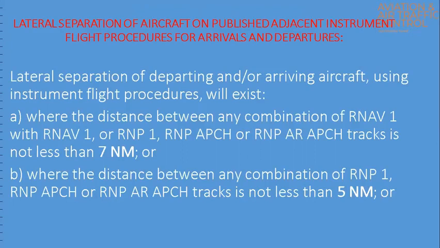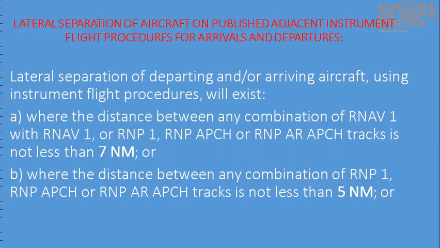As per para A, if we have a combination of RNAV1 with any of RNP1, RNP approach or RNP authorization approach, then the lateral distance should be a minimum of 7 nautical miles. So if you see SID and STAR in which these combinations are there, then a minimum of 7 nautical miles lateral separation will be there. Then only you can expect a climb or descent in the chart.